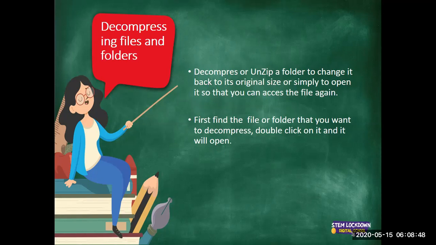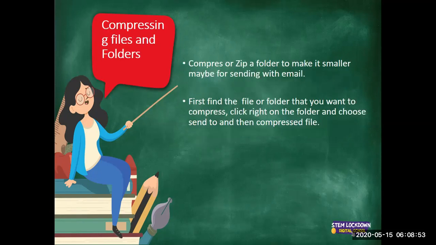Decompress or unzip a folder to change it back to its original state. But before that, let's talk about compress. To compress is to make it smaller, maybe for sending it with an email, because we know some email attachments need to be smaller. That is why sometimes we need to use cloud storage or SharePoint in order to share big files, because some emails cannot accommodate big files. First, find the file or folder that you want to compress. Right click on the folder and choose send to, then compressed, the same way as when we were doing the shortcut.